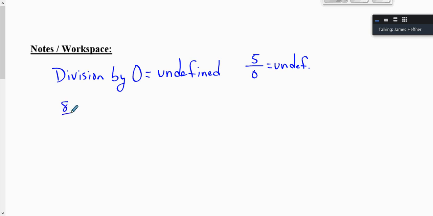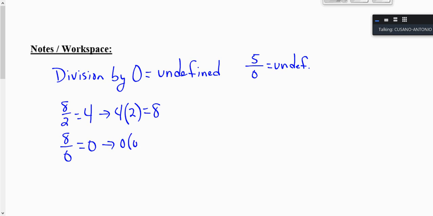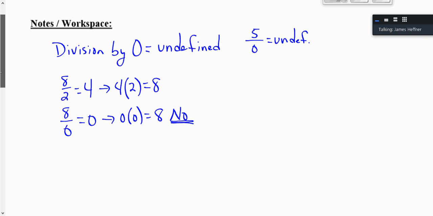If I said 8 divided by 2 equals 4, what does that imply, guys? That implies that 4 times 2 equals 8. But you can't times 0. A lot of people think that 8 divided by 0 would equal 0, but what would that have to imply? 0 times 0 equals 8. And it does not. So that's why we cannot divide by 0. That's one of the simple explanations. There are other more complicated explanations, but I think that'll suffice.